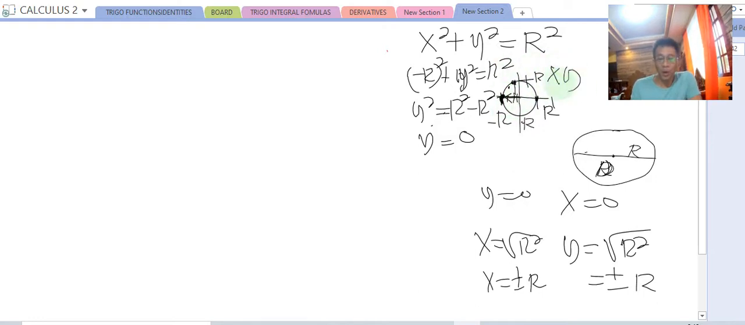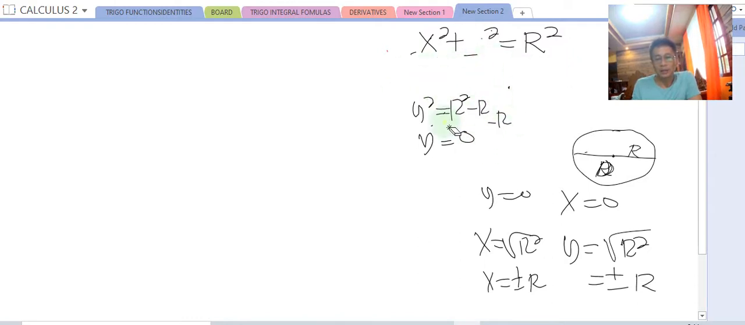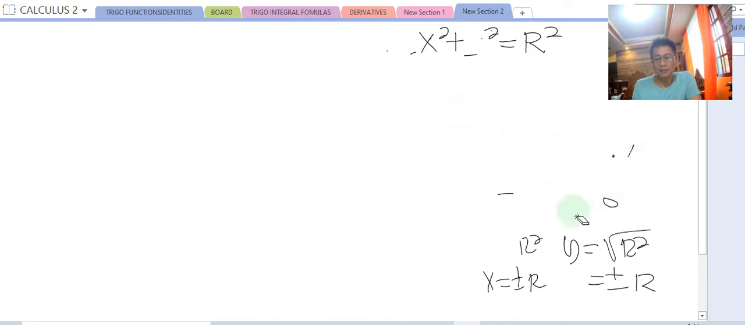Yung x and y term is missing ha, dyan sa 1. X squared plus y squared, yung coefficient nito is 1, coefficient nito is 1. Itong dalawa naka-raise sa power of 2, at ito yung constant o yung radius niya. So, this is the equation of a circle. So much with the properties of circle, punta na tayo sa area of a circle.